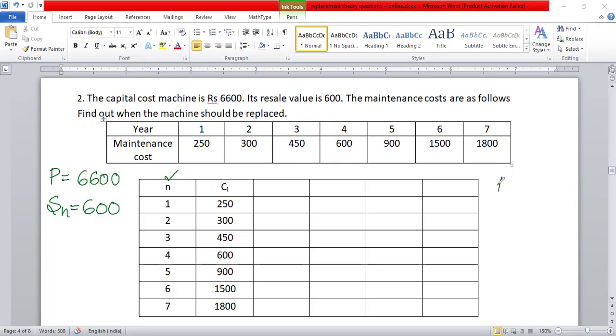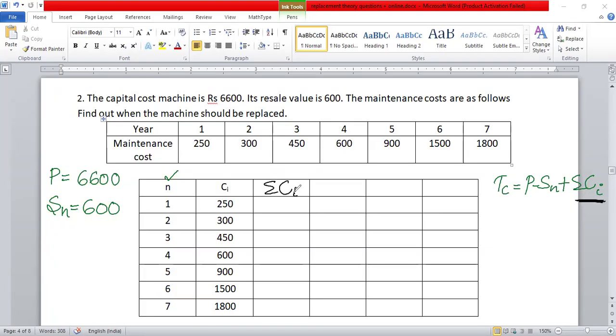So again you have to write the formula. Total cost is equal to P minus S of N plus summation of CI. Right? So very important, guys. Always remember. The formula is ready. TC, total cost. First we have to start with summation of CI. Yes, let me start now.